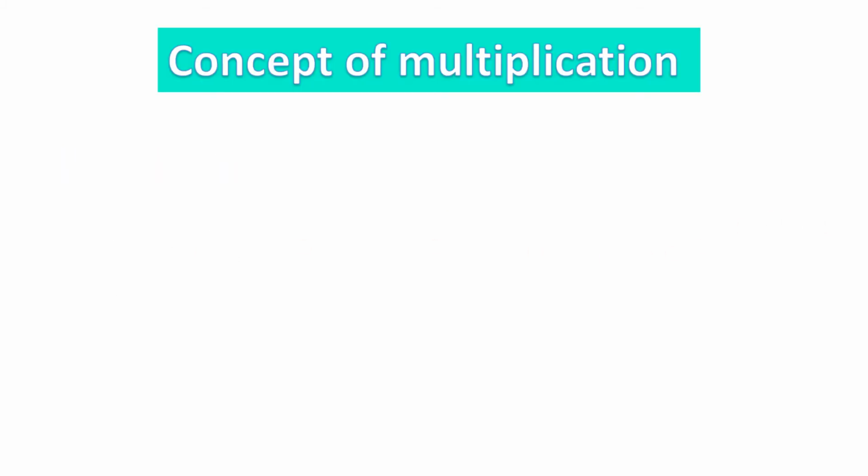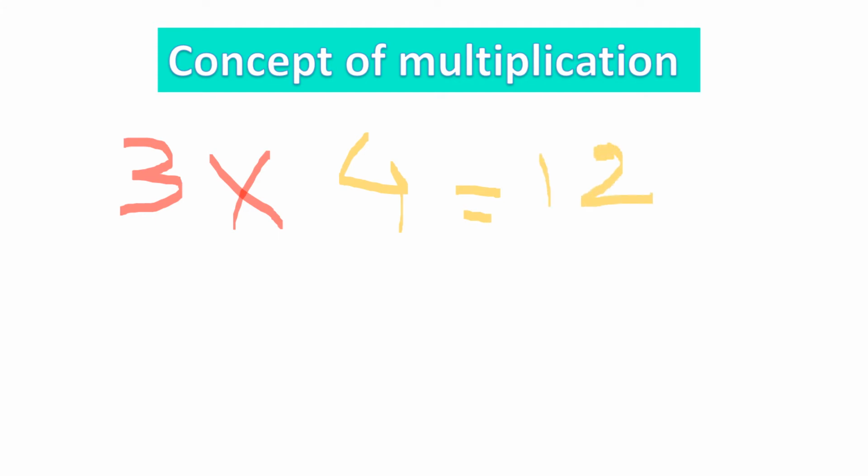Okay, so we're going to do the concept of multiplication. Now let me explain what the concept of multiplication is to you. Now look here, suppose you're writing 3 into 4. 3 into 4 is how much? 12, right? Now what does this mean? This means 3 4 times, right? 3 4 times means what? 3 fours. So 3 fours are 12.